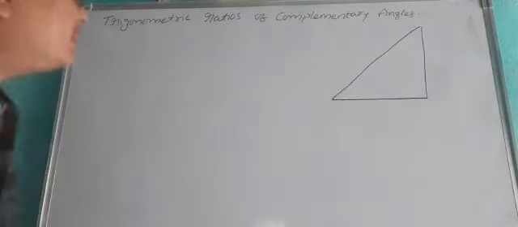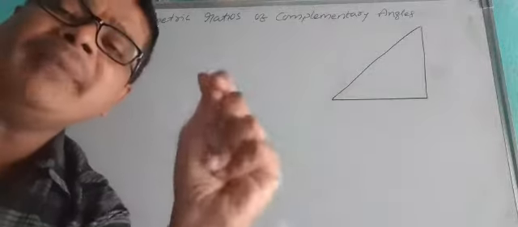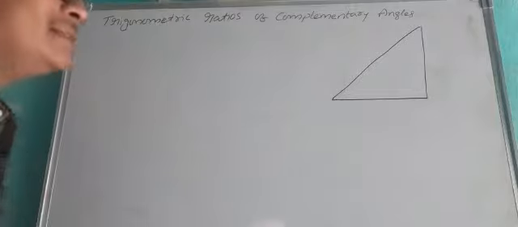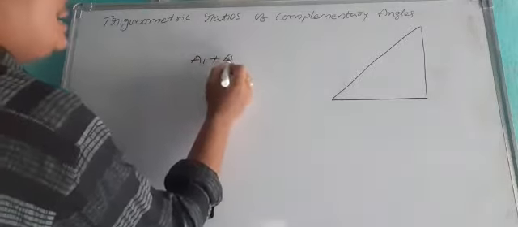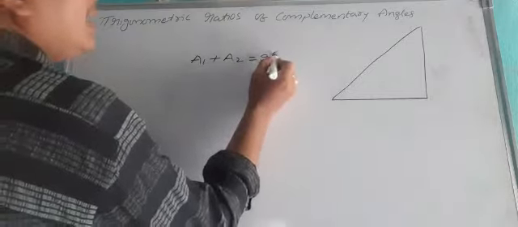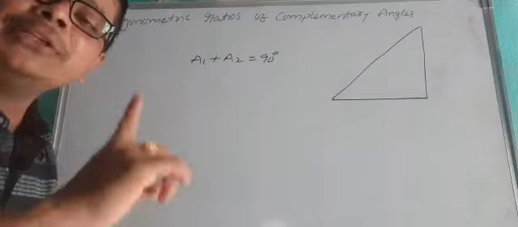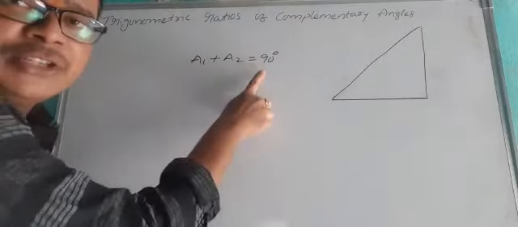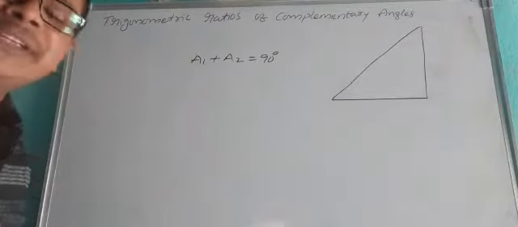Next concept is trigonometric ratios of complementary angles. What is meant by complementary angles? Complementary angles means two angles whose sum equals 90 degrees are known as complementary angles to each other. That means the sum of two angles equals how much? 90 degrees. Mutually, they are complements to each other.